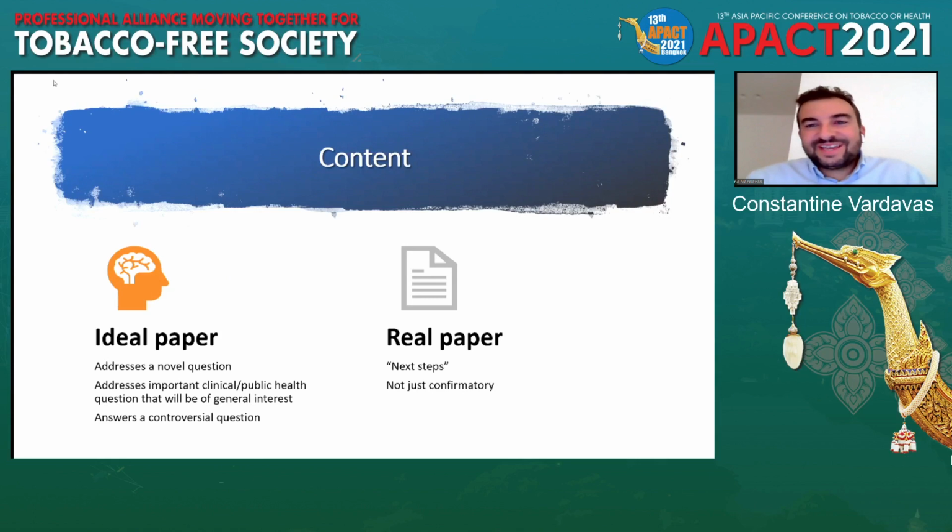Now, when people start writing manuscripts, I remember as a master's student, when master's students start writing manuscripts, it's always thought that it must be a perfect question, it must be a very important topic of clinical or public health interest, the question must be controversial, e-cigarettes for smoking cessation, things like that. It must be a hot topic, or COVID-19 and nicotine. But those are really an ideal paper in an ideal world.